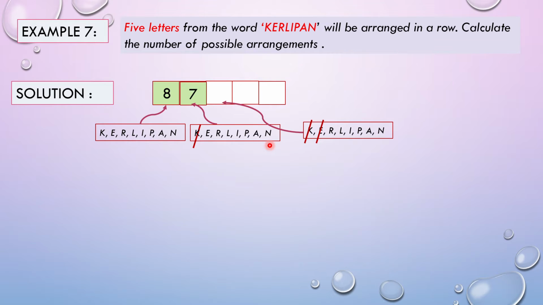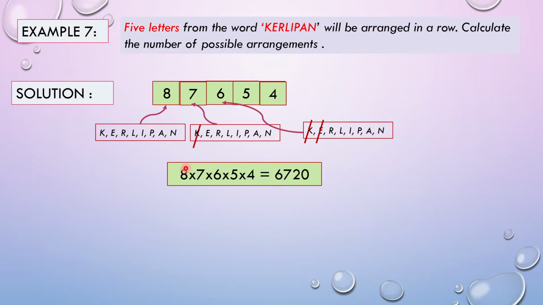And do the same thing for the third box. For the third box, let's say one more letter is already occupied. That means altogether we have used 2 letters. It can be KE, KR, RL, and so on. But we have already used 2 letters, so for the third box we have only 6 letters remaining. For the fourth box we have 5, and for the fifth box we have only 4. So this is the box method.